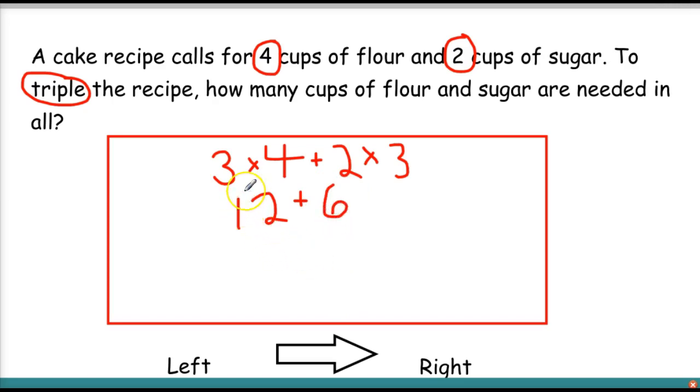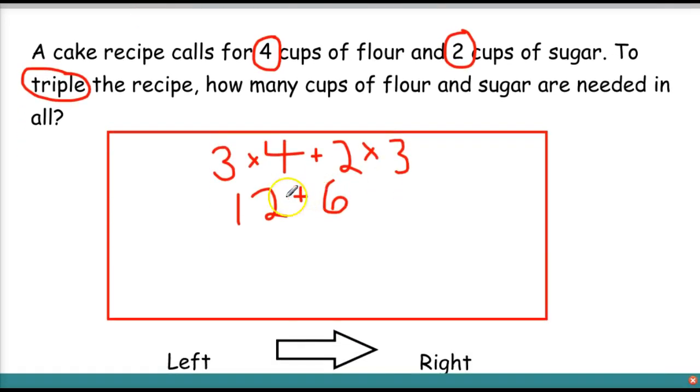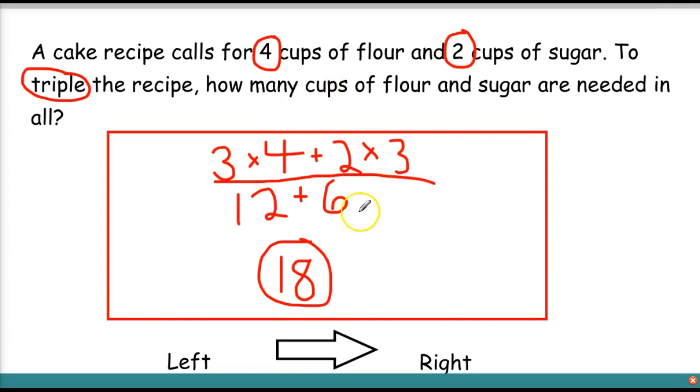So I have done my multiplication and division from left to right. Well, in this case, it was just multiplication. Now I'm going to add and subtract from left to right. Now I only see one addition problem here, so I just have to complete this one. So I know 12 plus 6 is 18. So 18 is the value of this numeric expression. So that's the answer of how many cups of flour and sugar are needed in all: 18.